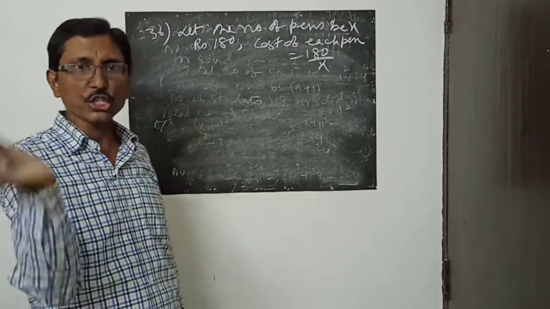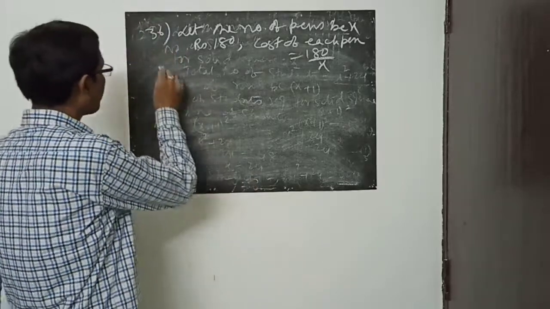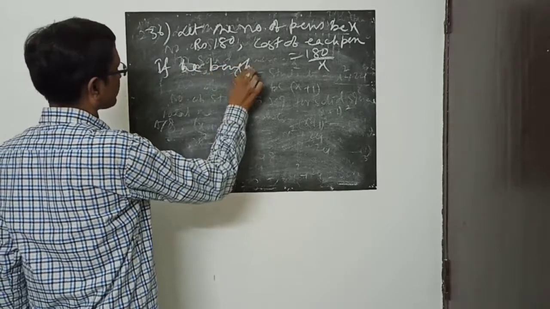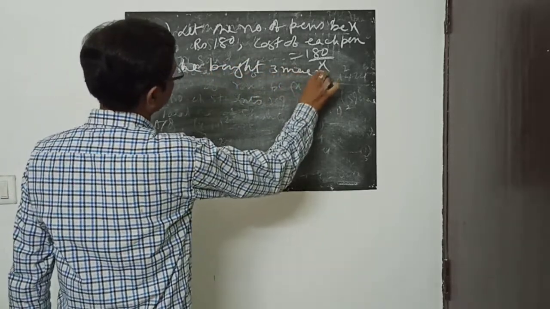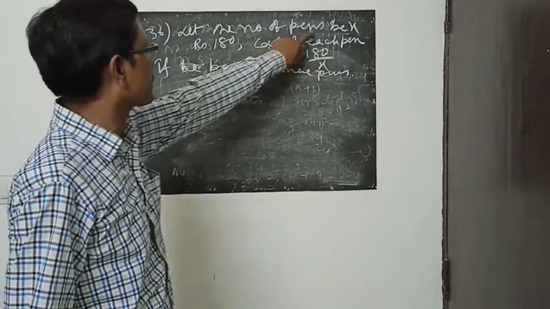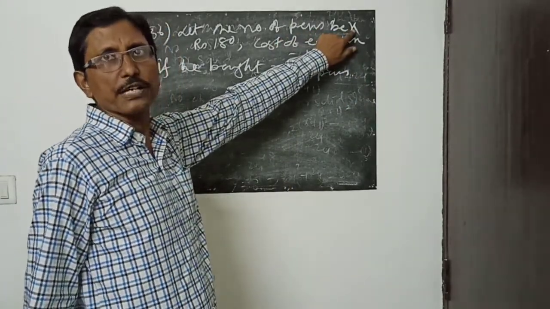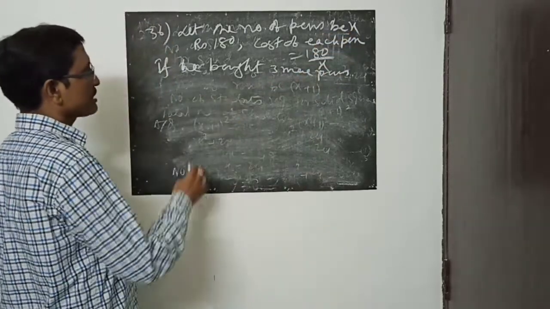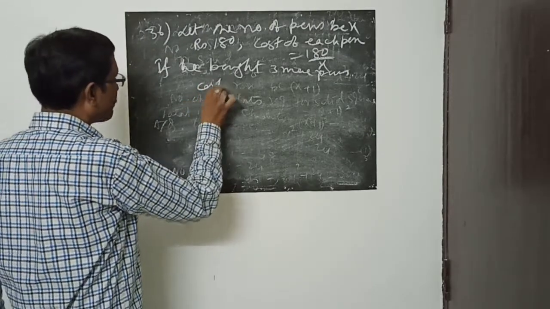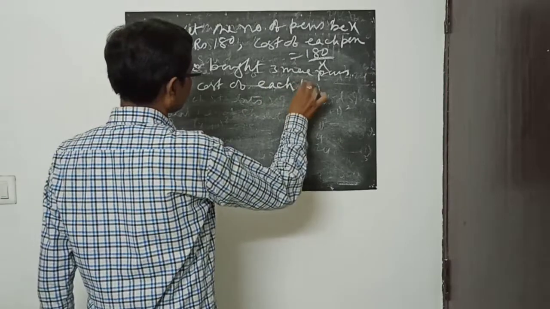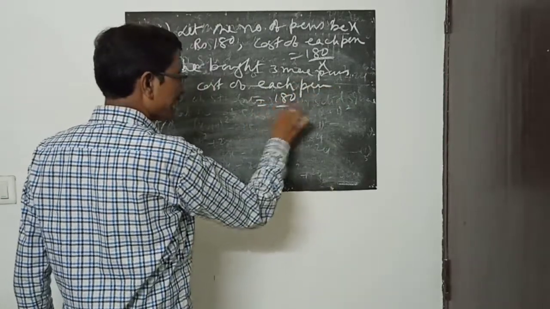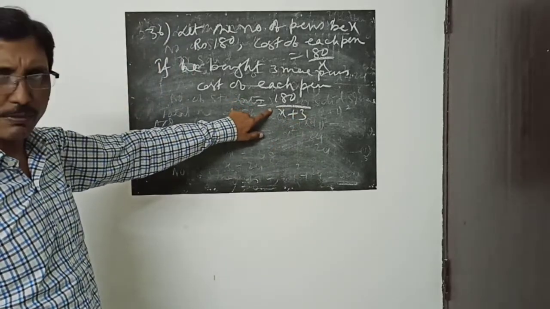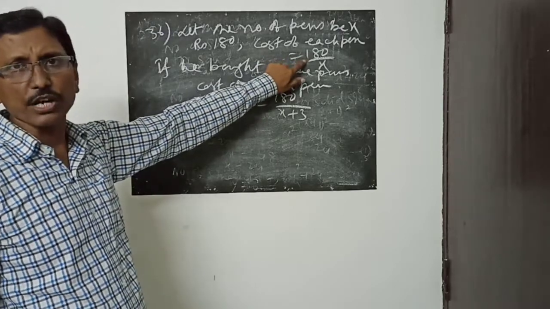But if he bought 3 more pens, that means the number of pens becomes what? First case you have x pens, so if it is having 3 more pens, then it will be x plus 3. So if it is x plus 3, then the cost of each pen becomes the same 180 rupees, 180 by x plus 3. So there you are having the cost 180 by x plus 3. In the beginning you have the cost 180 by x.